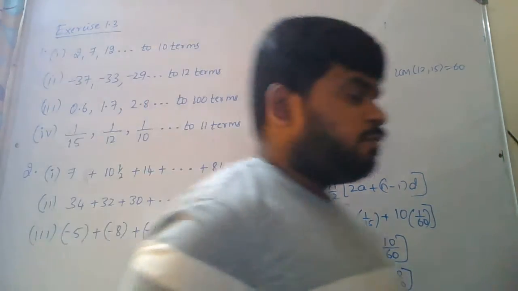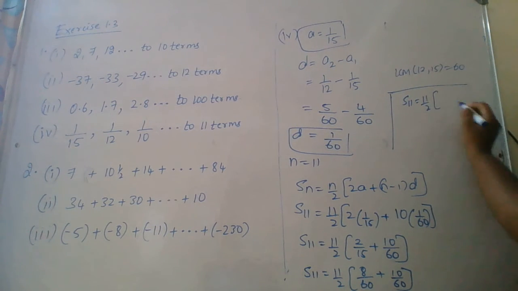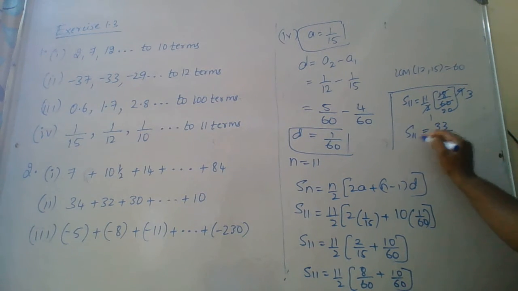So what do we get now? S11 is equal to 11 by 2. The denominators are same, so you can add it. So it becomes 18 by 60. Okay, 2 nines are 18, 3 threes are 9, 3 20s are 60. So 11 into 3, 33 divided by 20. That's our S11. So sum of 11 terms.